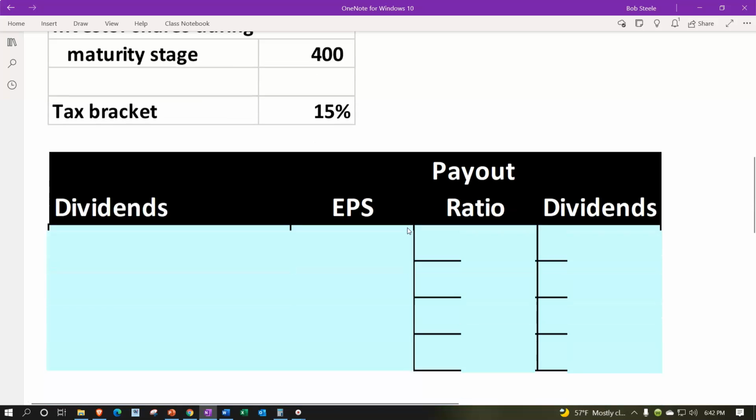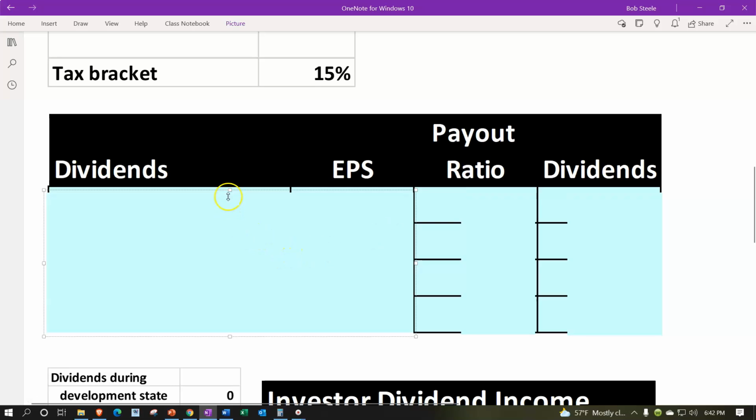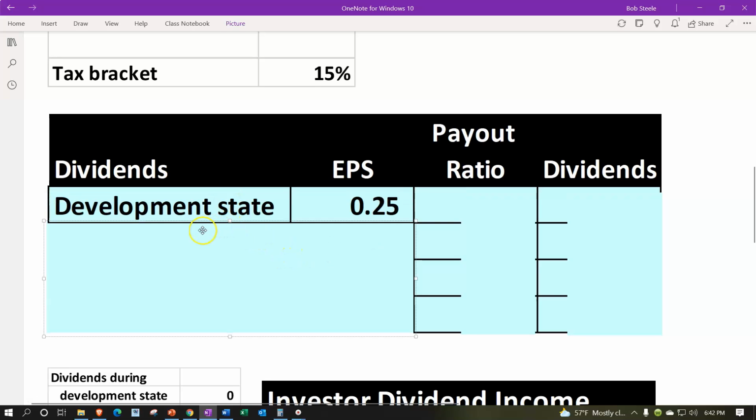So let's first think about where we're going to be at these 4 stages. We've got the dividends in place here. Let's look at the development stage. We had the 0.25 at the development stage. The payout ratio we said was 0. So the dividends in the development stage are going to be 0.